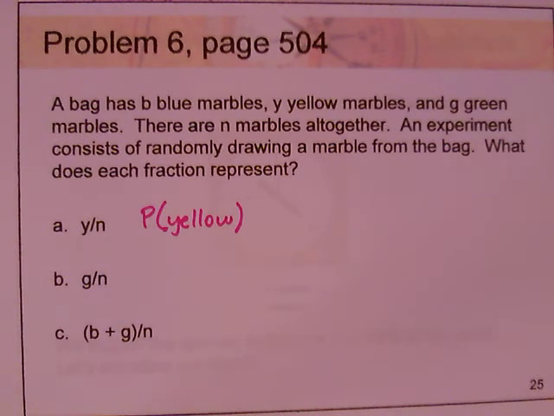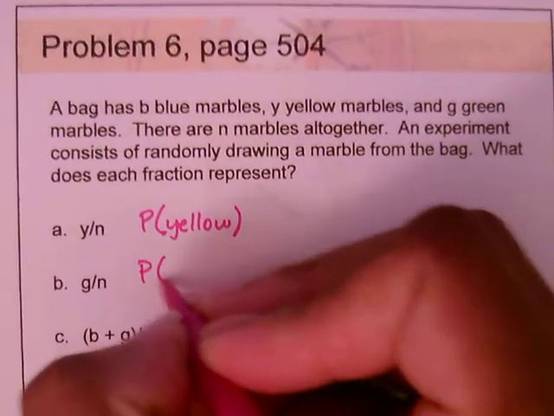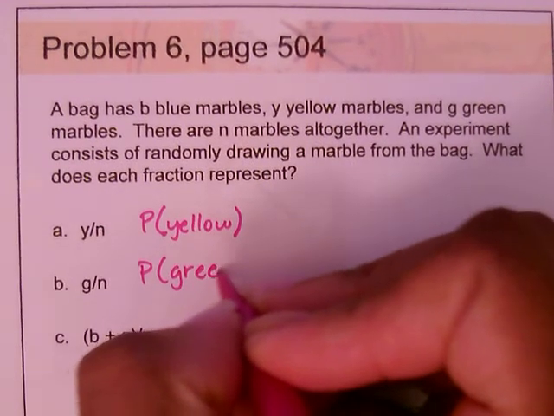And in part B, we got G over N. G represents the number of green marbles. So this will be the probability of selecting a green marble.